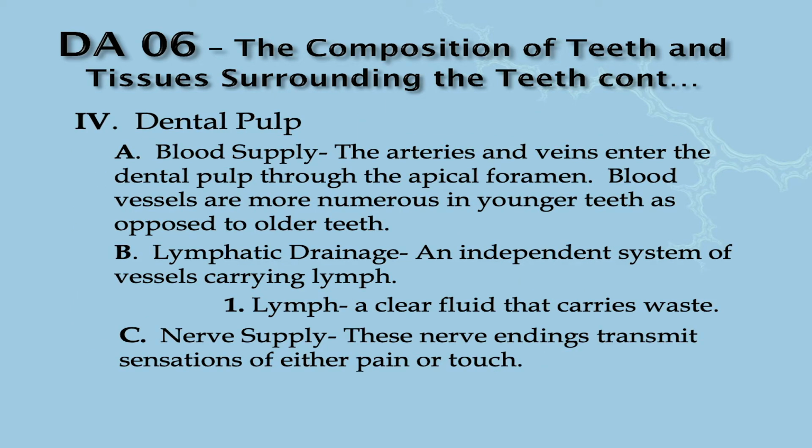Your dental pulp consists of blood supply, which is where the arteries and veins enter the dental pulp through the apical foramen, what we just spoke about. The blood vessels in younger teeth are more numerous than older teeth. So that's just a good something to know. The blood supply that is in every tooth is not the same. Like we said, younger teeth have more numerous veins and arteries than older teeth.